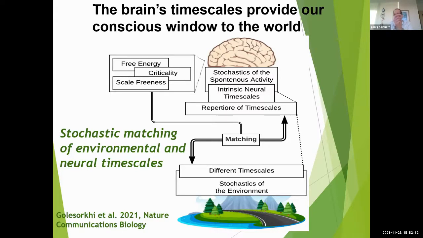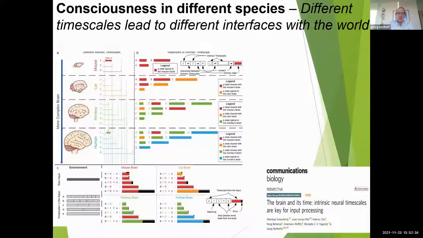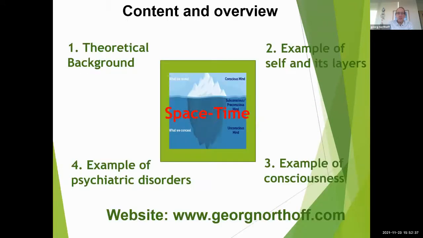Why? Because in consciousness, you perceive and experience yourself as part of a larger, wider context. And finally, this is the last point on this one, the temporospatial mechanism can distinguish between different states of consciousness as indicated in this figure. For the sake of time, I don't want to go into detail. So let me skip this one and come right to the last example of psychiatric disorders.